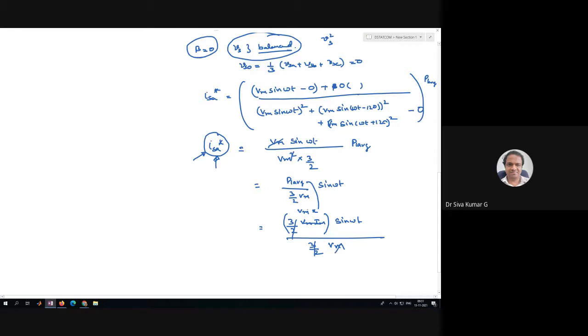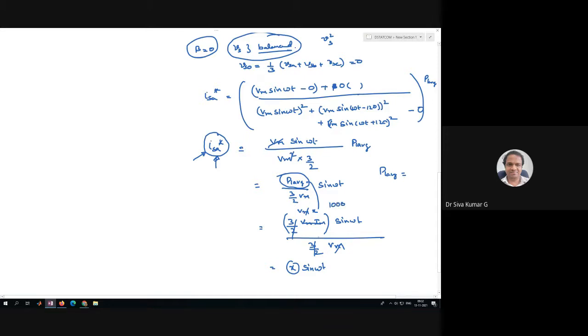VM is going to get cancelled out. Some x of sine omega t, where x is a scaling factor which is going to equate to this PL average. The PL average is equal to, we get over here, a very constant value. The PL average maybe we get about 1000 watts.